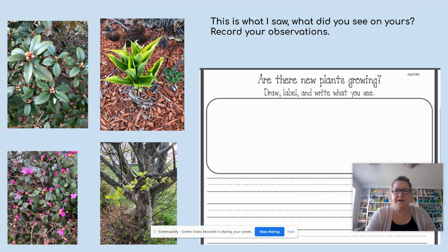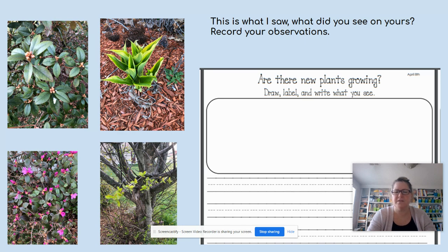Then I'm going to move on to, are there new plants growing in your science journal? Notice these are still my pictures from the first time we did this, but I could go back out and check those and then see if they got bigger. I know that there are definitely more flowers and there's definitely more plants out there. And then I would draw and write about the changes.